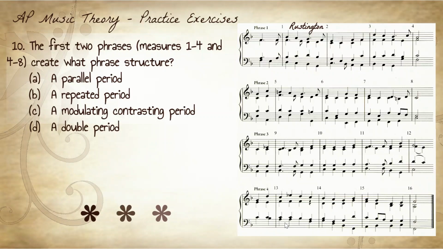Question 10. The first two phrases, measures 1 to 4 and 4 to 8, create what phrase structure? A, a parallel period, B, a repeated period, C, a modulating contrasting period, or D, a double period.